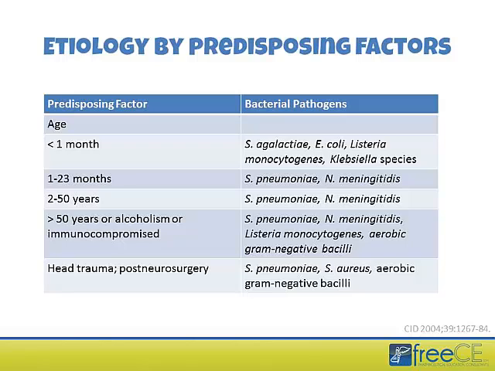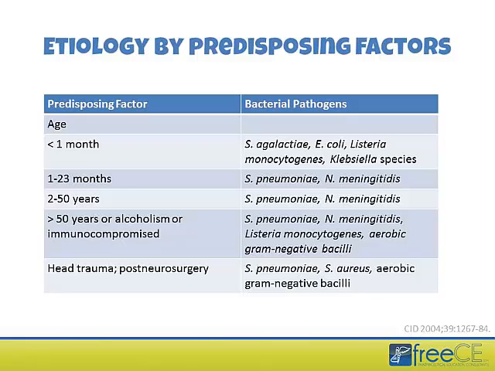So on this slide, we're going to talk about those predisposing factors and which bacterial pathogens are most likely to be causing the bacterial meningitis infection. So the predisposing factors that I have listed for you on the left-hand side really take a lot into account in terms of age, but then there's also some additional items that do come into play.